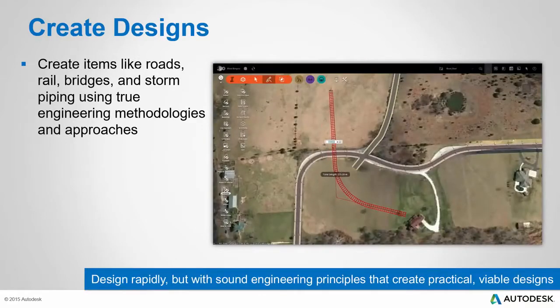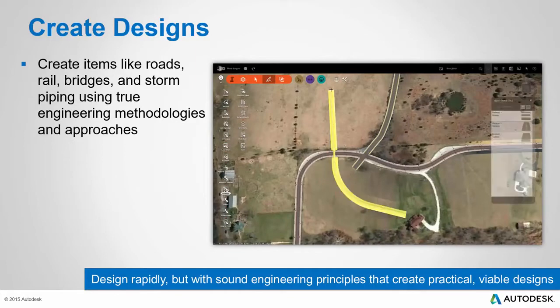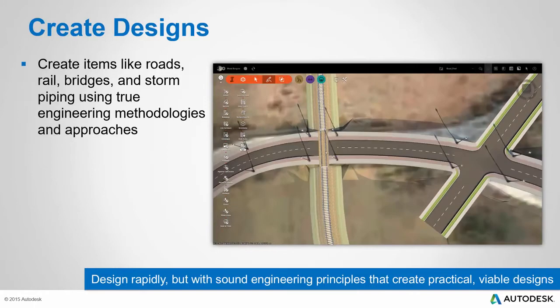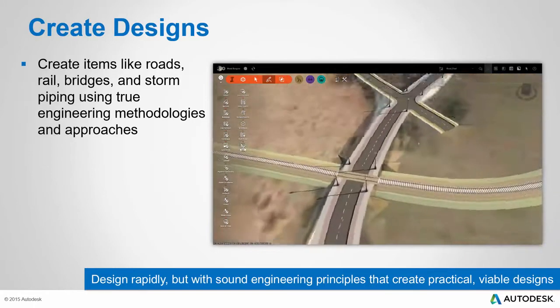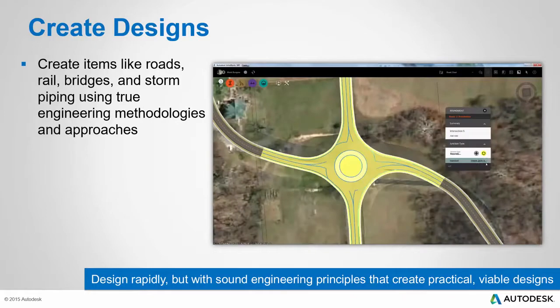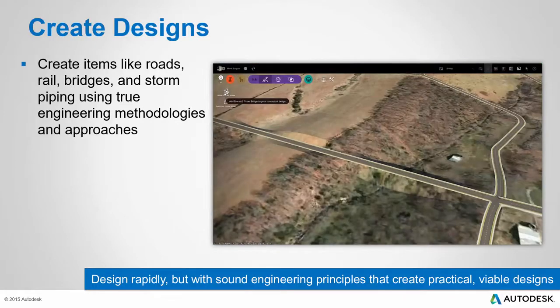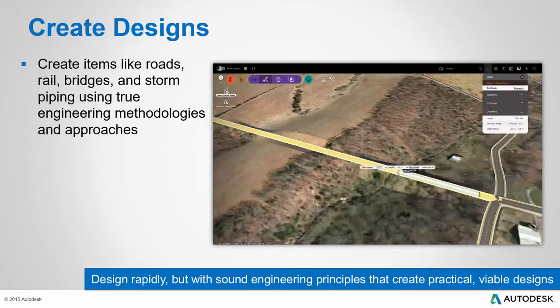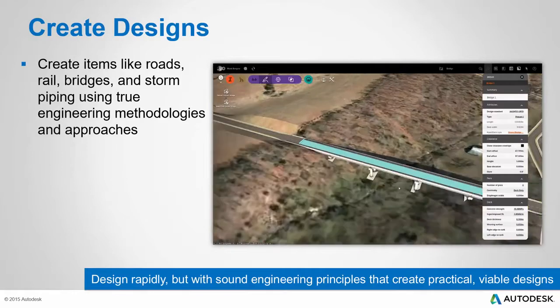Once you've sketched out a few items using the sketch tools, you can continue building your design with tools that employ real engineering methodologies and approaches. Here you can see the interaction between a rail design and a road design to create the crossing. And here you see a designer quickly switching from intersection to roundabout and then creating a bridge from one point to another by simply selecting 2 points.